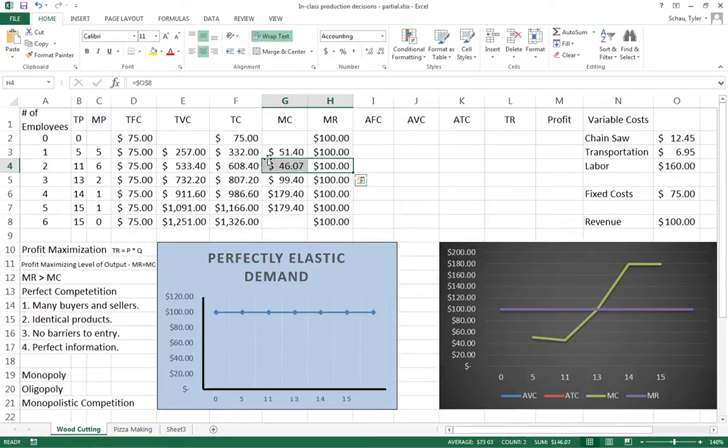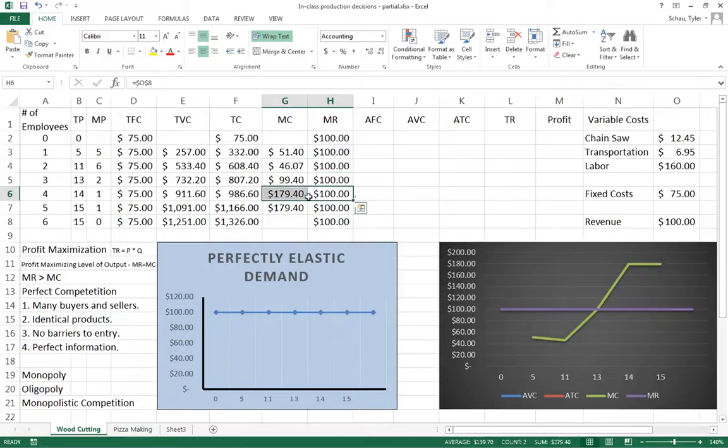And again, each cord of firewood we cut, we can sell for a lot more money than it costs us to produce it. On these last 6 that the second worker added, that's going to be even more profit. So we're going to continue to produce. And even here, marginal revenue is still greater than marginal cost, not by much. We're only going to make profit of 60 cents per cord of firewood, and we're only going to produce an additional 2 cords with that third employee, but we're still picking up a little bit extra profit, and so we go ahead and produce it.